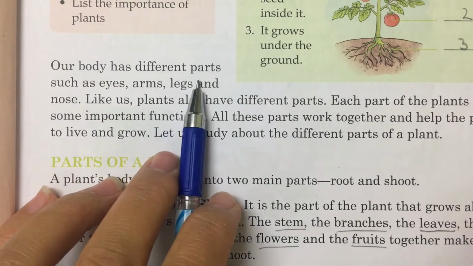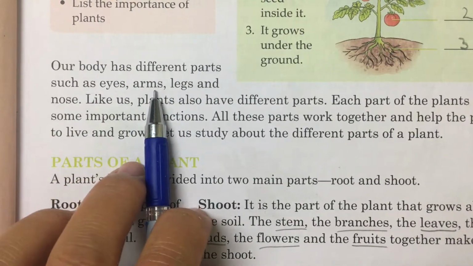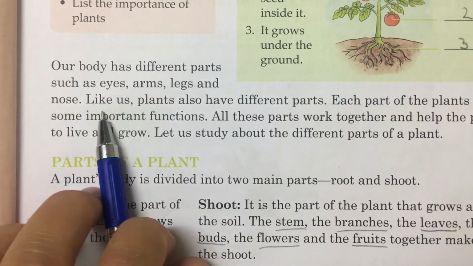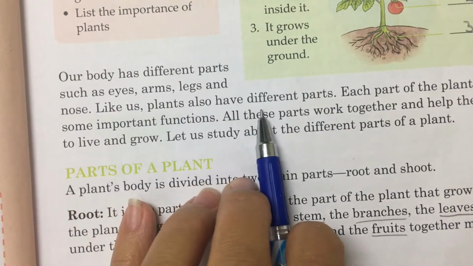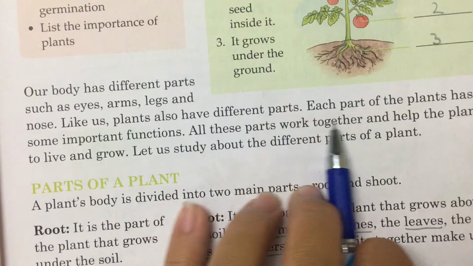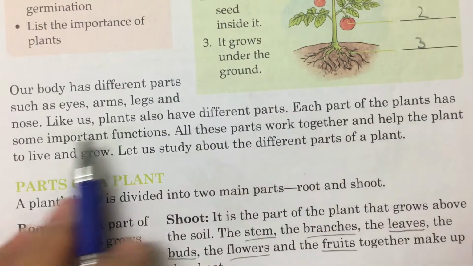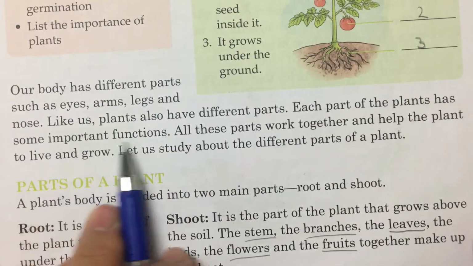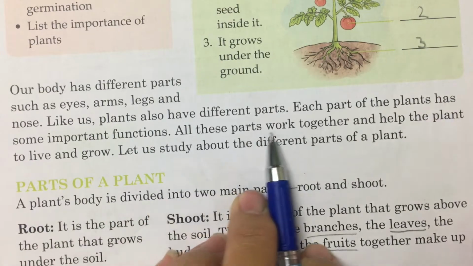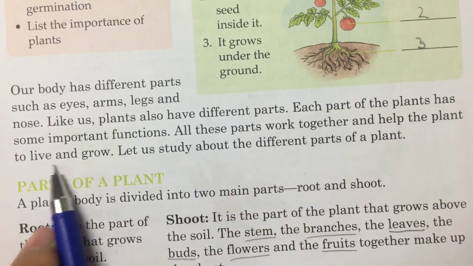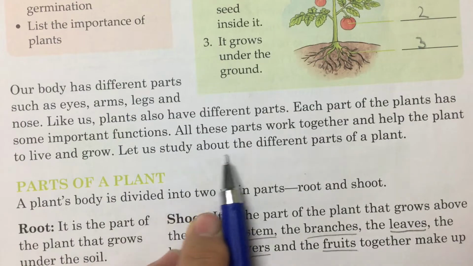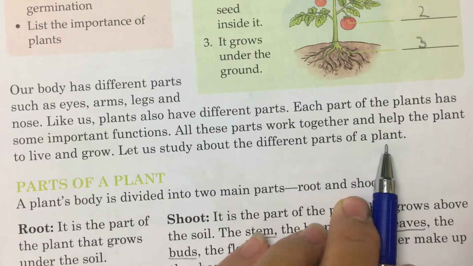Our body has different parts such as eyes, arms, legs, and nose. Like us, plants also have different parts. Each part of a plant has some important functions. All these parts work together and help the plant to live and grow. Let us study about the different parts of a plant.